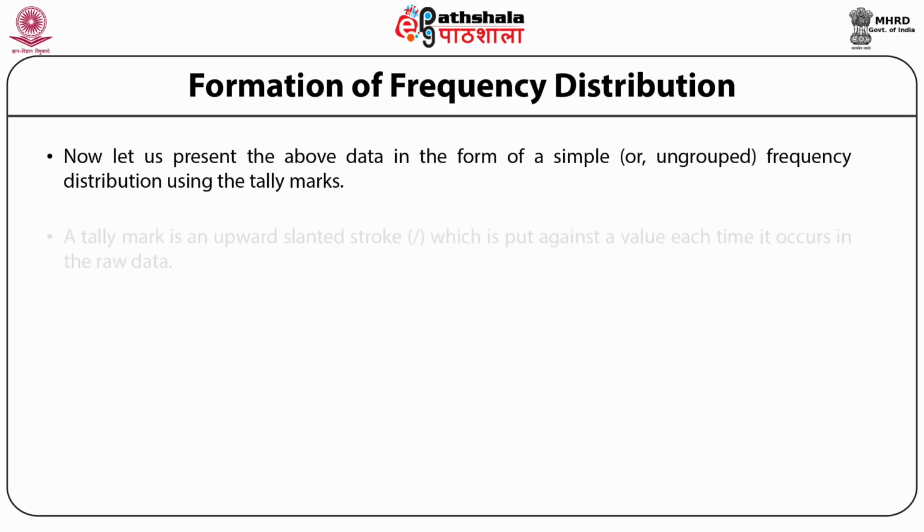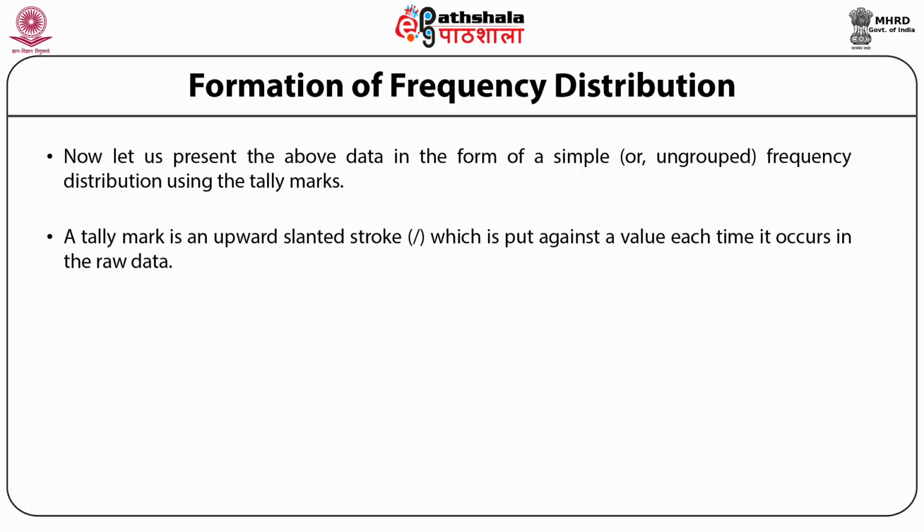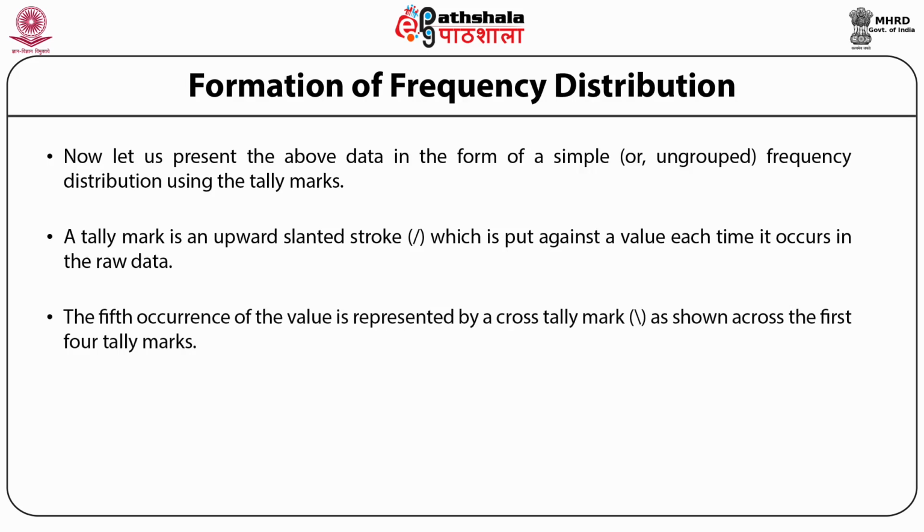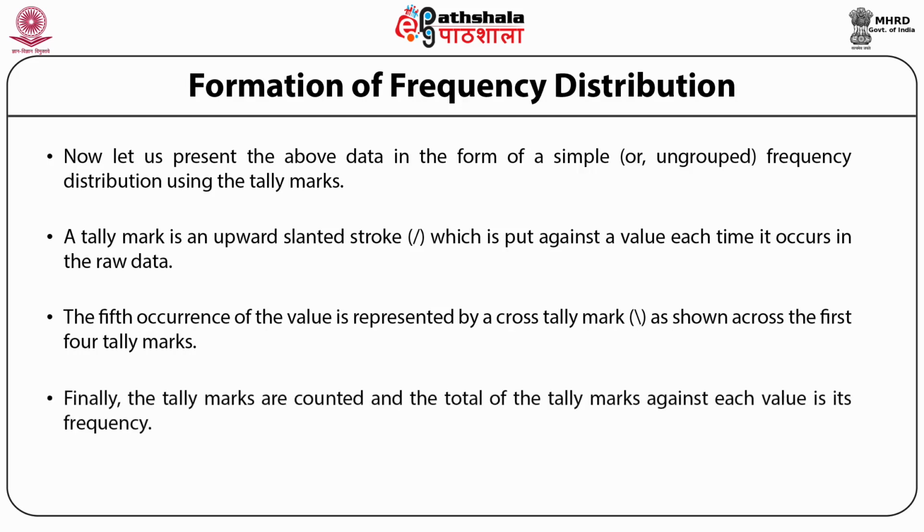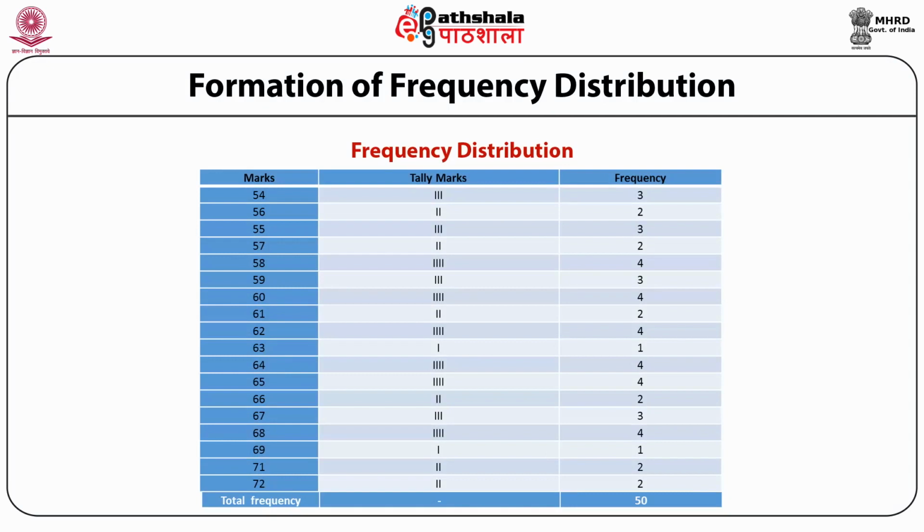Usually we use tally marks. A tally mark is an upward slanted stroke which is put against a value each time it occurs in the raw data. The fifth occurrence of the value is represented by a cross tally mark across the first 4 tally marks. Finally the tally marks are counted, and the total of the tally marks against each value is its frequency. So this table shows how to make the frequency.